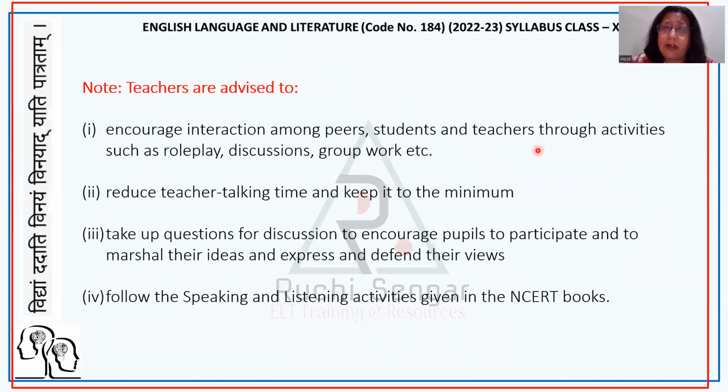The initial pages also give a note to the teacher. Encourage interaction among peers, students and teachers through activities and so on. Interaction among peers. Just because you have put them in groups and said, okay, now discuss this, you have 5 minutes. Have you told them what they have to discuss? Have you given them some prompts? Are you monitoring as they discuss? Has everybody got a chance to speak? Or are you just listening to those 7-8 children who will respond? So everything has to be planned, Mr. and Miss Facilitator.